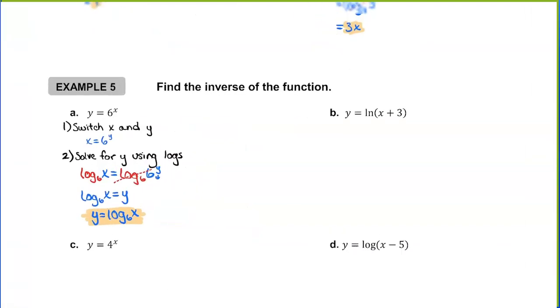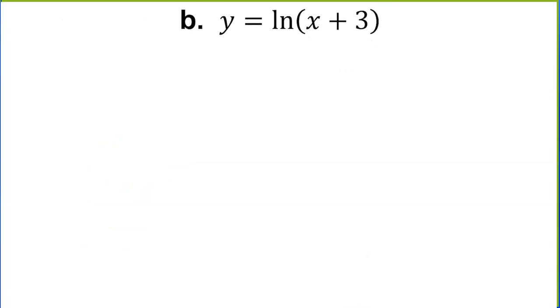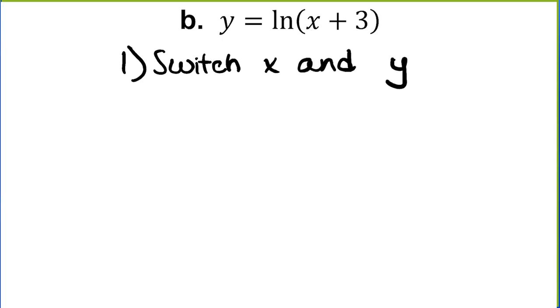Any questions about number 1? Okay, so that's if you start with an exponent. Part B, we're starting with a log here. So we have y equals the natural log of x plus 3. Your first step is still to switch your x and y. So you'll have x equals the natural log of y plus 3.